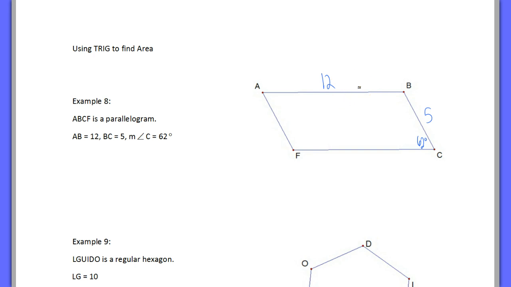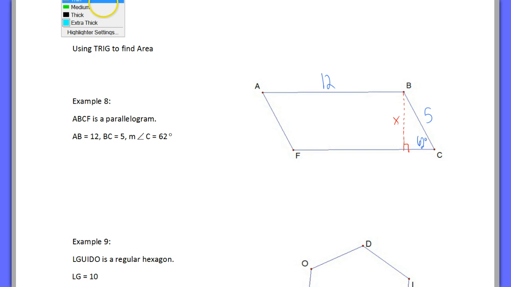That's base times height. The problem is 12 would be a base, 5 isn't the height because it's not perpendicular. So what we're going to do is draw in the perpendicular height. It is the height. I'll use the variable of x for that. I could have used a little h. I'm choosing to use x. So if I can find the value of x, that will give us the height of the parallelogram, and then that'll give us the area of the parallelogram.